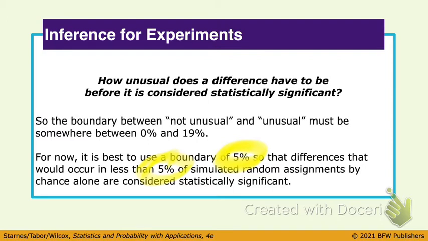If something happens that could only happen 5% of the time by chance, it's statistically significant: 5% or less. If it's more than 5%, it's probably not statistically significant. It could happen by chance anyway. That's our cutoff. All right, cool.